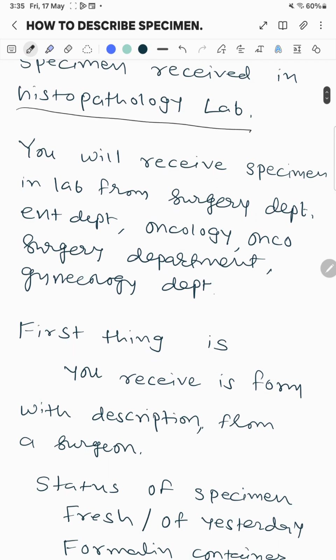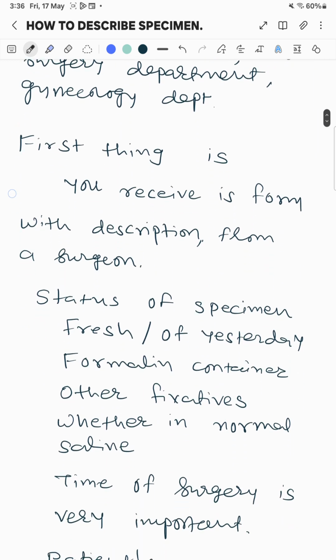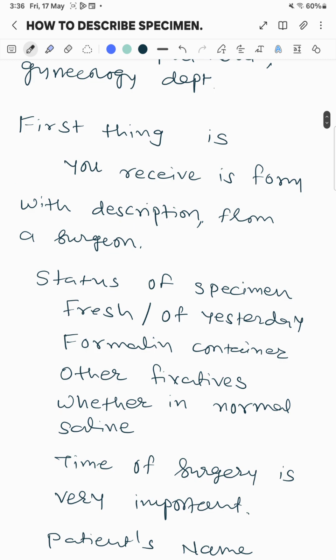Mostly you will receive specimens from the surgical departments like general surgery, ENT, oncosurgery, bone marrow biopsy from hematology, gynecology, ear, nose and throat surgery, and ophthalmology. You also receive biopsies from the skin department. The first thing you want is the requisition form along with the gross specimen, with the description from the surgeon.